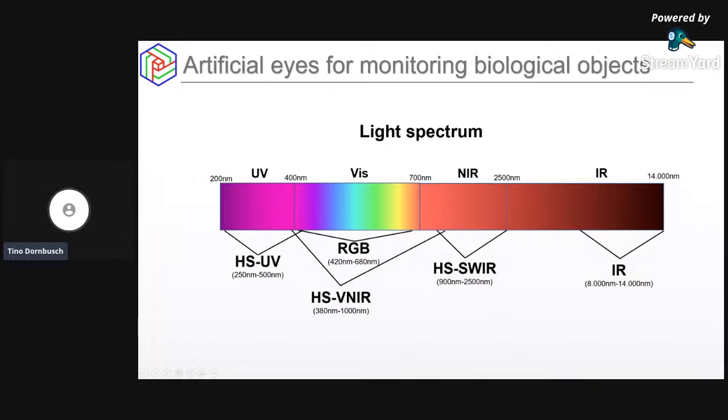So our eyes, or the RGB camera, look into the visible range from 420 to 680 nanometers. There are now also hyperspectral cameras that are able to monitor in the ultraviolet light. Then we have the visible near-infrared cameras that cover a range from 400 to 1000 nanometers. We have the shortwave infrared cameras that cover 900 to 2500, and we have infrared cameras. Nowadays, new cameras are also being developed to cover the medium and long wave infrared, bridging this gap. But commercially, they are still in their infancy, in the beginning of their work.